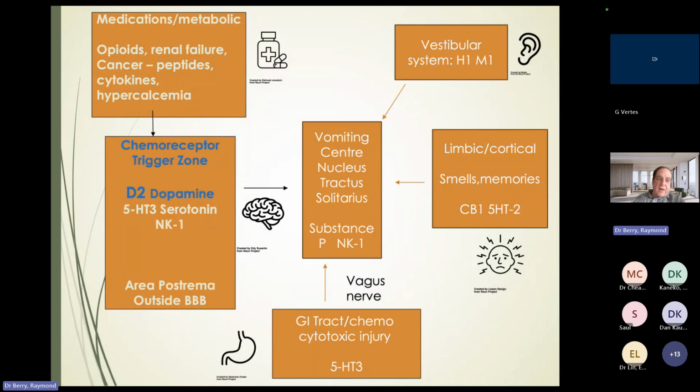They're not all necessarily toxins. Opioids are recognized at the chemoreceptor trigger zone as something the body probably wants to get rid of, but they're not actually a toxin. Other medications also bind here. Renal failure with high uremia activates the chemoreceptor trigger zone. Cancers often have all kinds of inflammatory cytokines, interleukins that bind here, and other metabolic problems such as hypercalcemia also connect here.